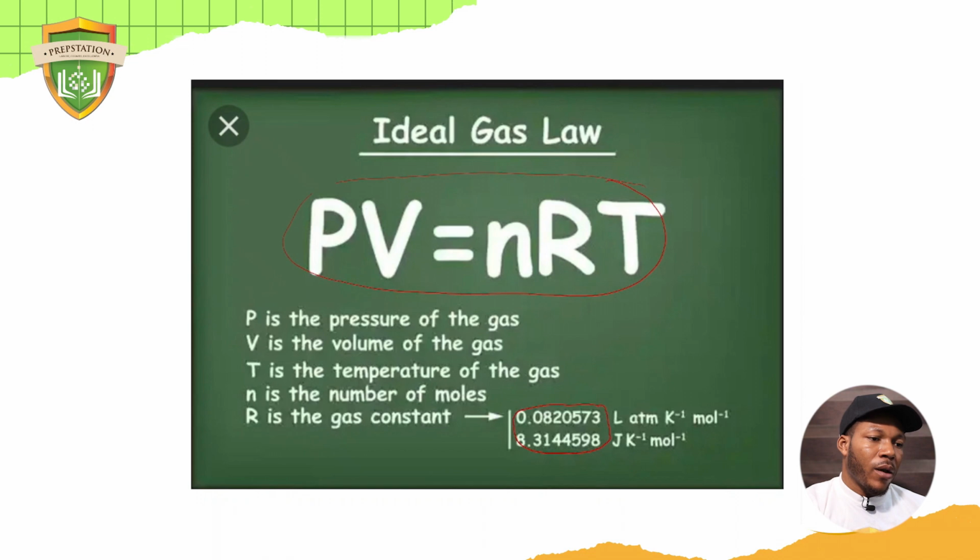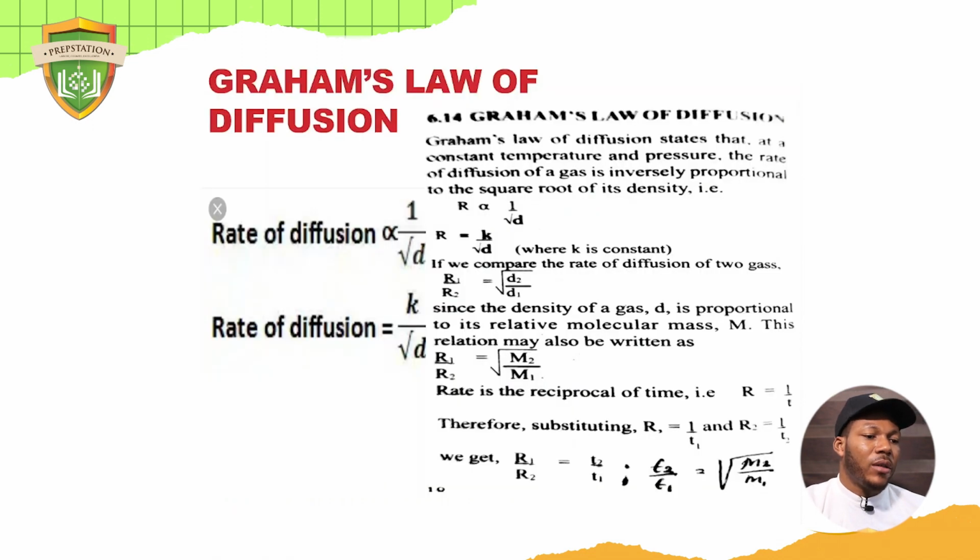Okay, now that takes us to Graham's law of diffusion. This is where students find it so difficult. This is one of the difficult laws in gas laws. It's so confusing because this law will give you 5 equations at the end of the day. All right.